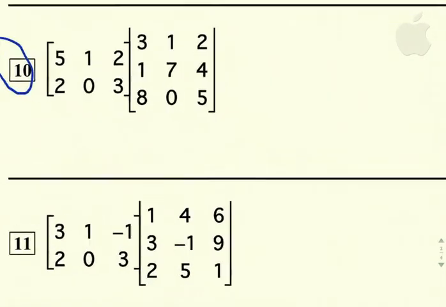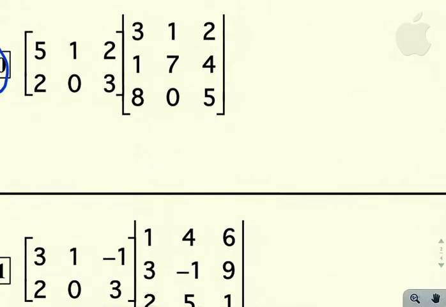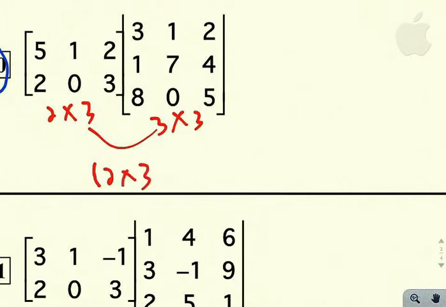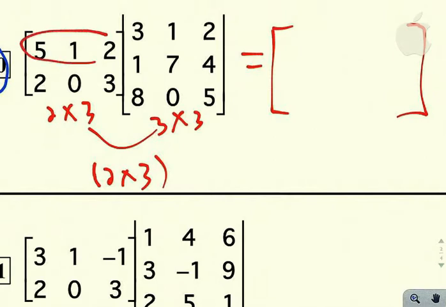Number 10. This is a 2 by 3, and this is a 3 by 3. Those two numbers match. Our answer is going to be a 2 by 3. 2 rows, 3 columns. You always multiply rows of the first by columns of the second. So this row times this column.